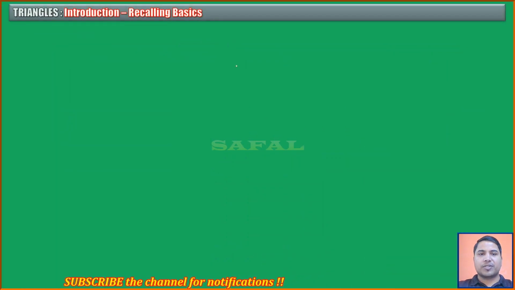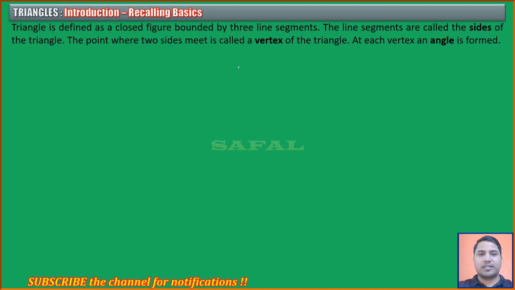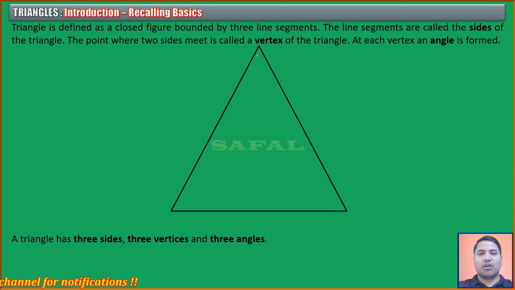Now the first very basic question arises: what is a triangle? A triangle is defined as a closed figure bounded by three line segments. You can see I have drawn a three-sided closed figure. So this is only what? Triangle. What are the three line segments? Let's say I am naming it A, B and C. So the three line segments we have are AB, BC and CA. The points where these line segments are meeting, that is A, B and C, we call them what? Vertex. And at each vertex an angle is formed.